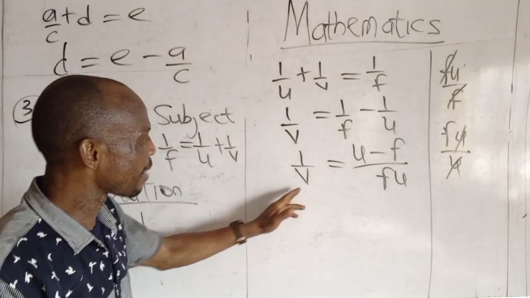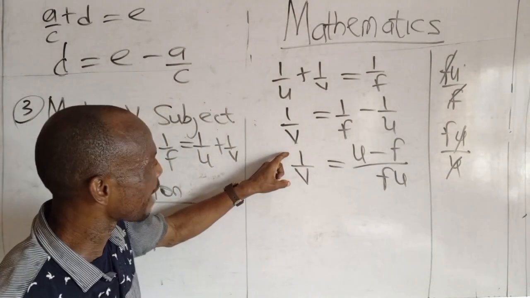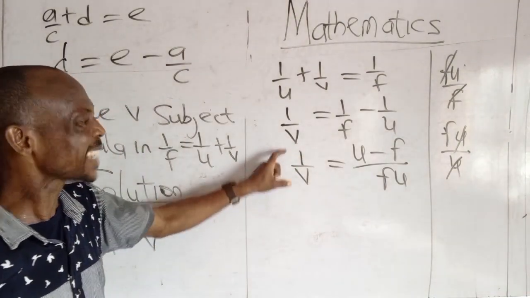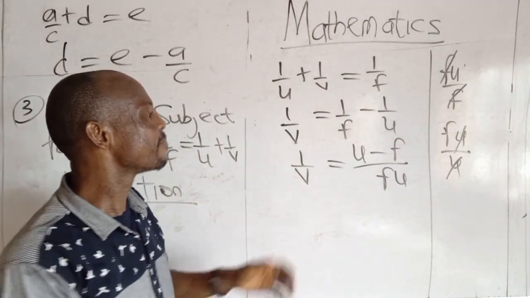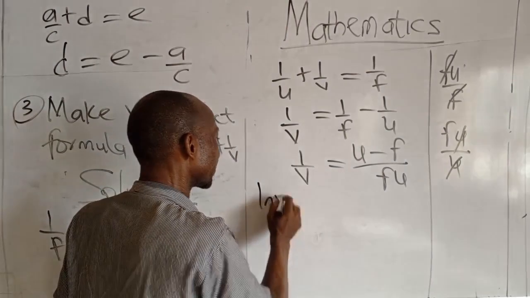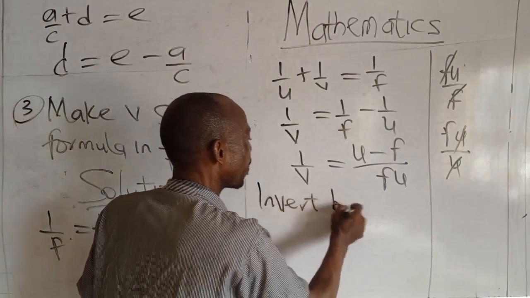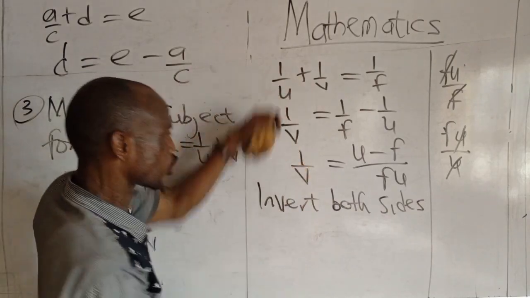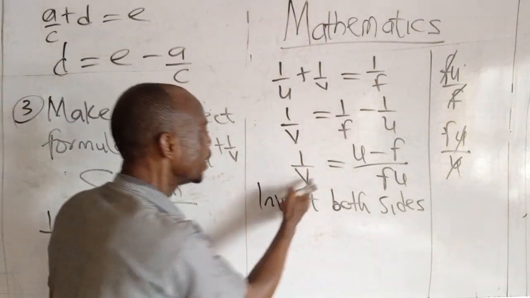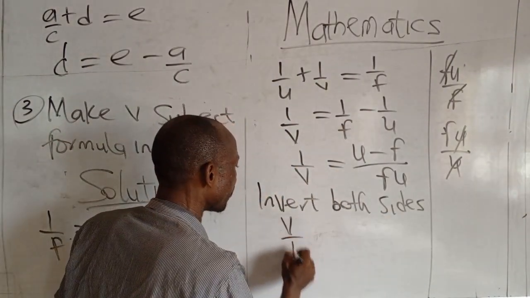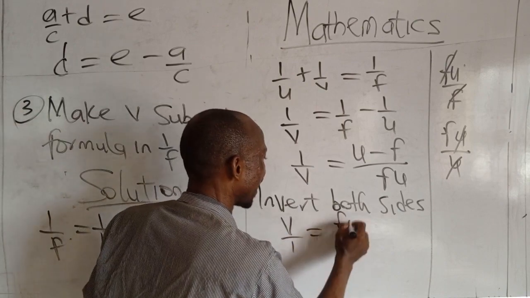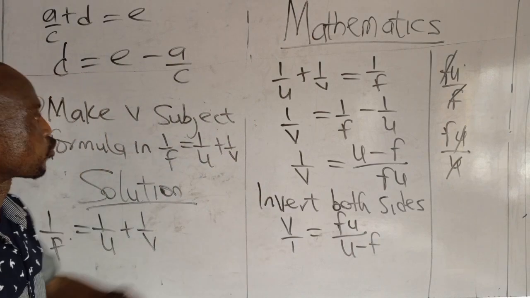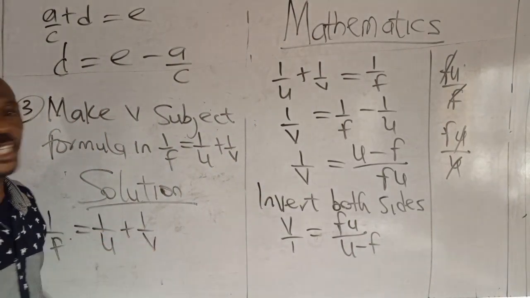We want to make our V subject, but what do we have here? The reciprocal of V. So to get our V, we are going to invert. We are going to do what? Invert both sides. To invert means to turn the fractions upside down. So this becomes what? V over 1 is equal to what? FU over U minus F. So we have succeeded in making our V the subject.